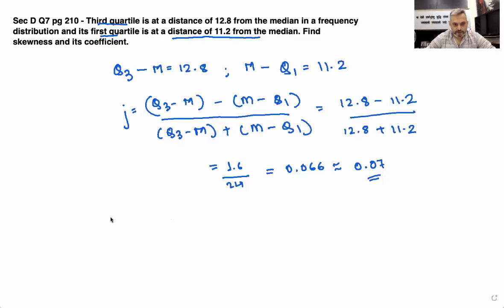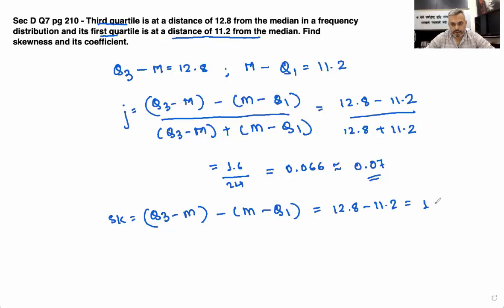We also have to find skewness. So skewness is equal to Q3 minus M minus Q1, which is equal to 12.8 minus 11.2, which is equal to 1.6. So both the answers.